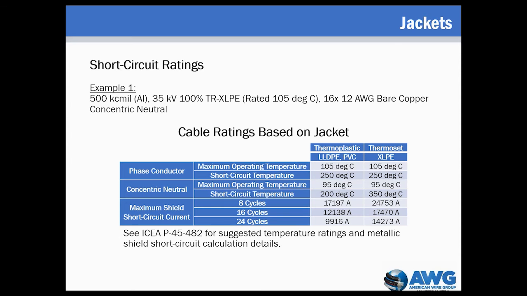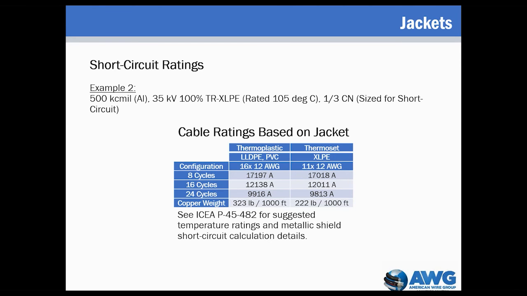When a thermoplastic jacket is used, such as linear low density polyethylene or PVC, the maximum concentric neutral short circuit temperature would be 200 degrees Celsius. Alternatively, when a thermoset jacket is used, such as crosslink polyethylene, the maximum concentric neutral short circuit temperature would be 350 degrees Celsius. This would result in a significant increase versus the thermoplastic jacketed cable. Note that these values shown here, especially the temperatures, as well as the calculation methods, are as indicated in ICEA P-45-482.